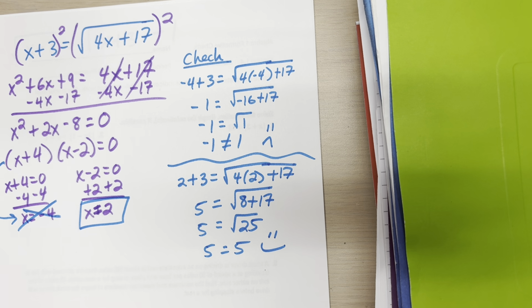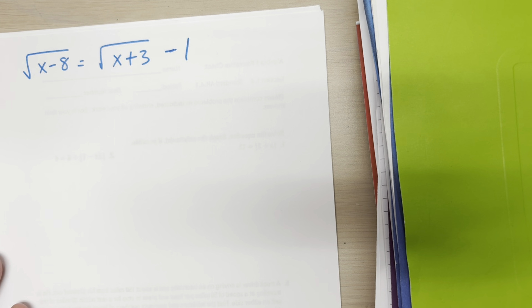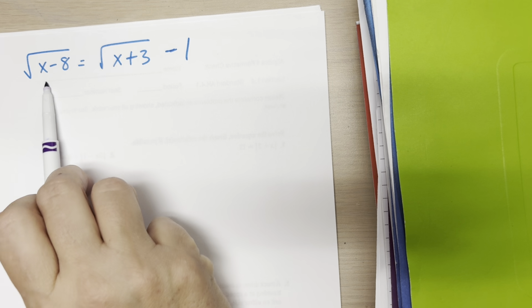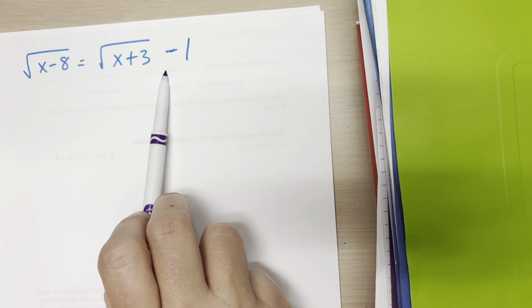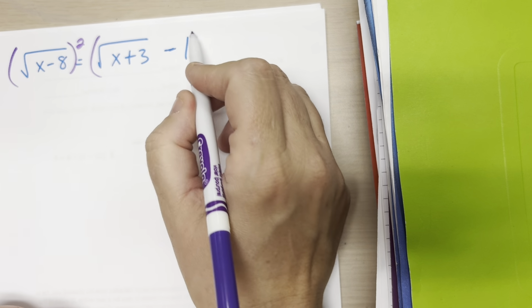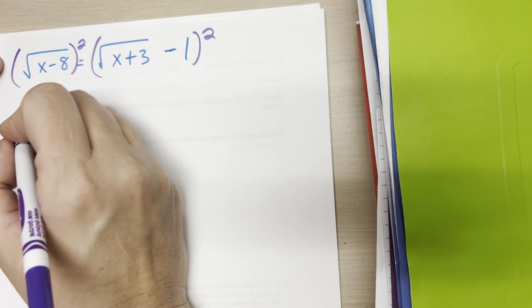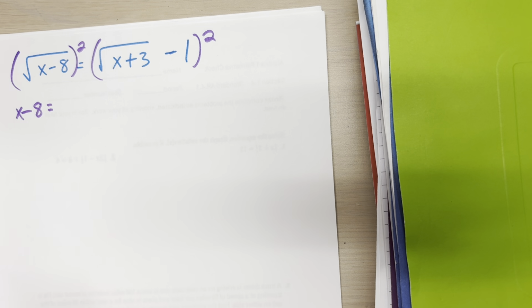These are kind of weird, so I thought it might be fun to do another one. Ooh, that looks even worse. So let's see what's going on here. I've got a radical isolated on the left, and then I've got a radical expression with just a random -1. So we're going to go ahead and square both sides. Over here, x minus 8, no big deal. This side is where it gets strange.